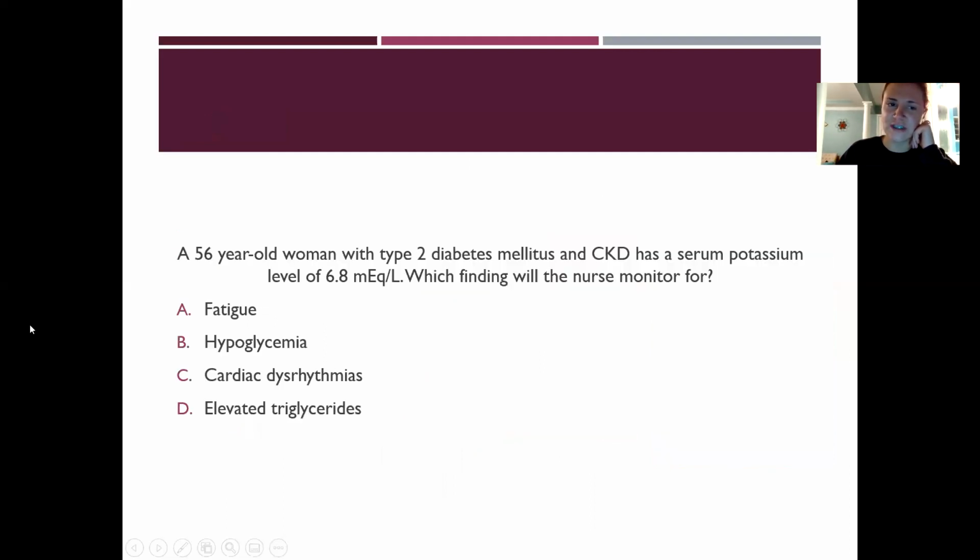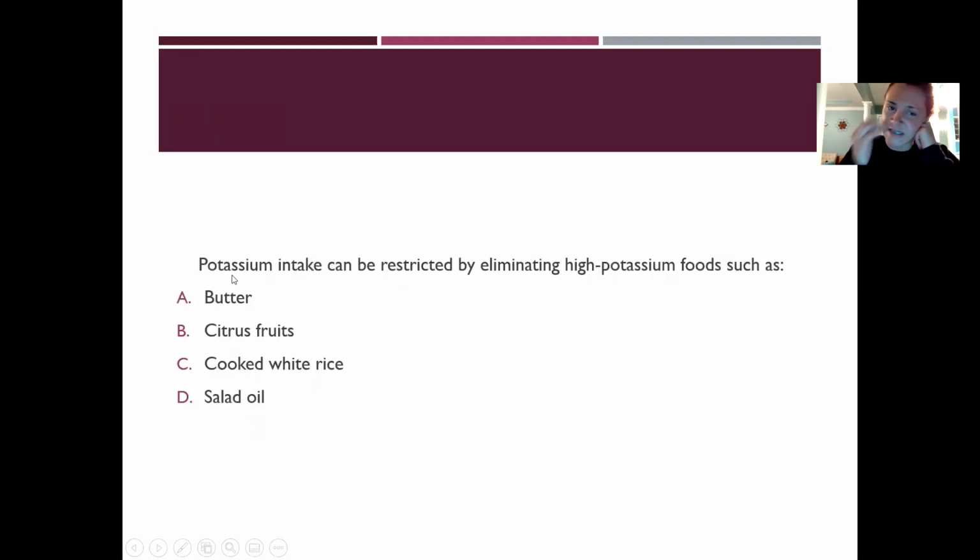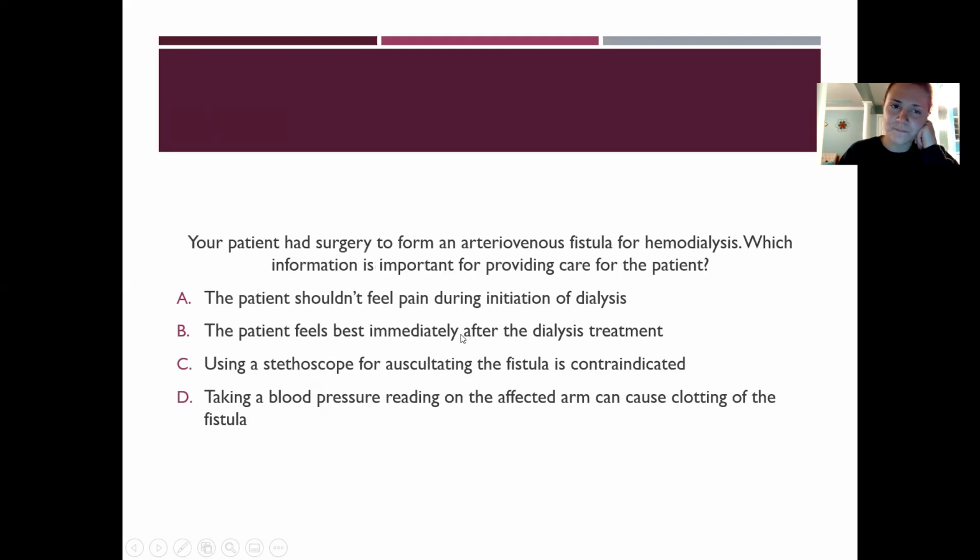And then here are our questions here. A 56-year-old woman with type 2 diabetes and chronic kidney disease has a serum potassium of 6.8, which is quite elevated. Which finding will the nurse monitor for? And that's definitely cardiac dysrhythmia. That's your highest risk with a hyperkalemia. Potassium intake can be restricted by eliminating high potassium foods such as, and that's going to be citrus fruits are high in potassium, so we could eliminate those.